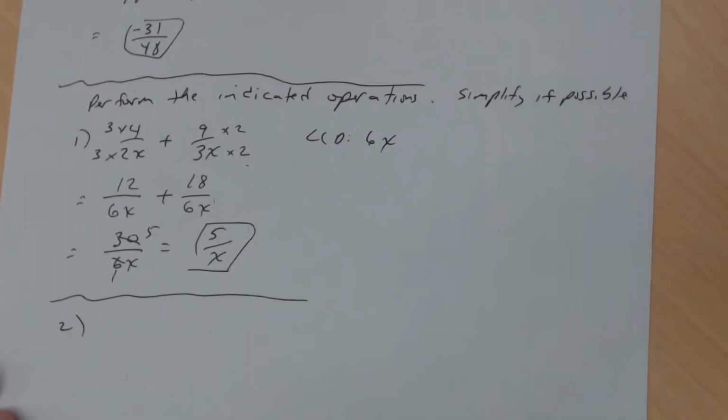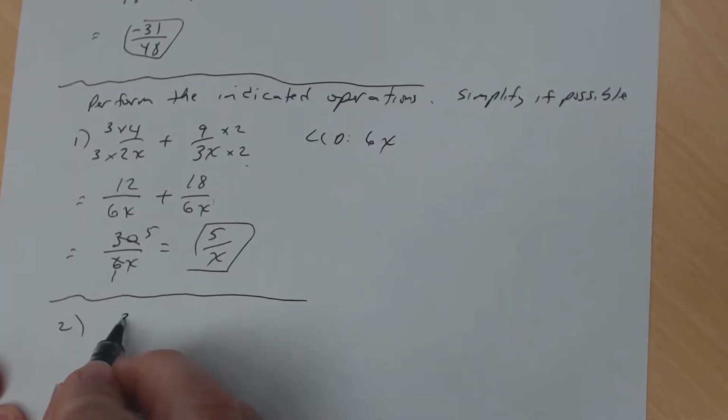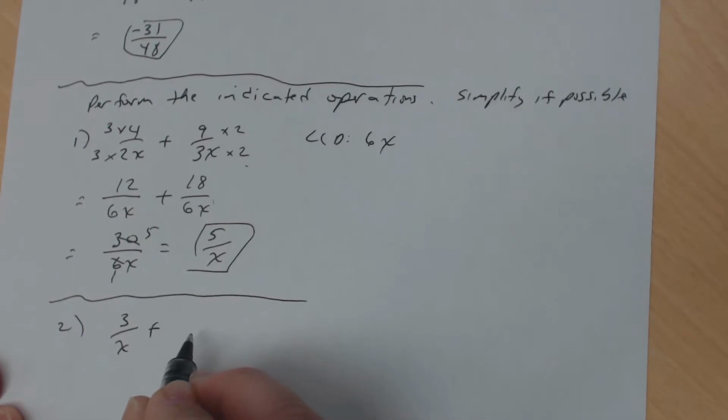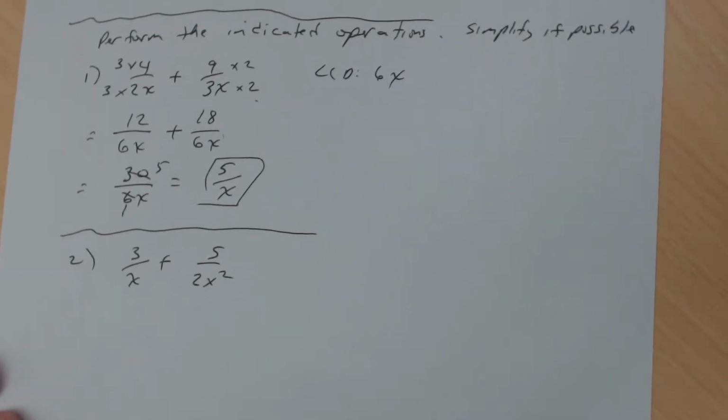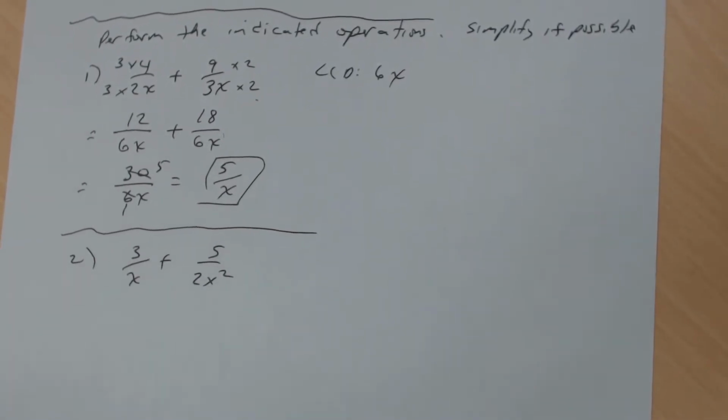Number 2, let's suppose you had 3 divided by x plus 5 divided by 2x squared. All right, so 3 divided by x plus 5 divided by 2x squared. So over here, again, the denominators are different. The denominators are not alike. So you got to find the LCD of those two fractions.